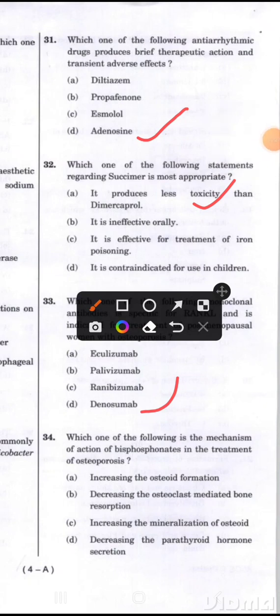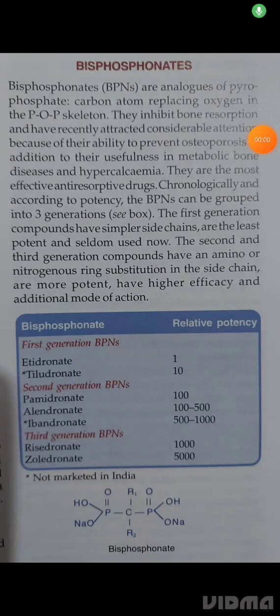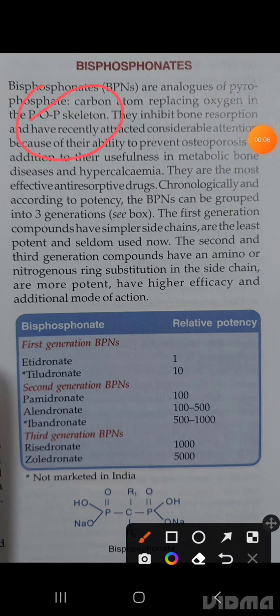First option is increasing the osteoid formation. Second one is decreasing the osteoclast mediated bone resorption, increasing the mineralization of osteoid, decreasing the parathyroid hormone secretion. So we need to find out the mechanism of action of bisphosphonates. Bisphosphonates are analogs of pyrophosphate, which has the skeleton of P-O-P.